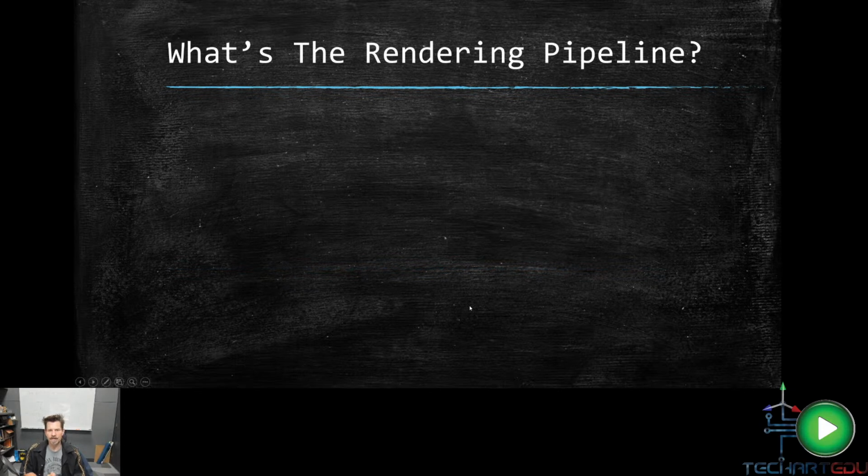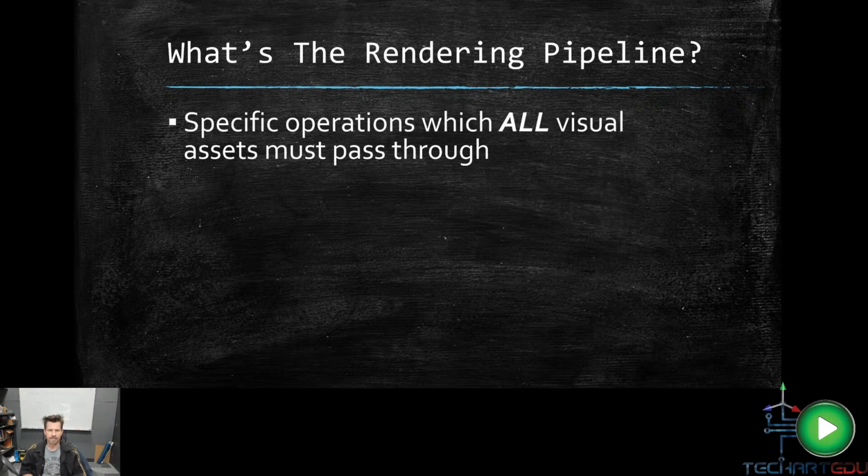A lot of people might be scratching their noggins going, all right, Chris, what is the rendering pipeline? It's a group of operations that all visual assets must pass through in order to get displayed in the game. Every little thing that displays to the screen has to go through this rendering pipeline. Now, each rendering engine has its own specific variation of the rendering pipeline, but they all have the same behaviors.